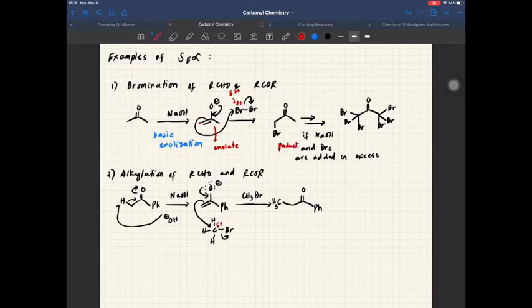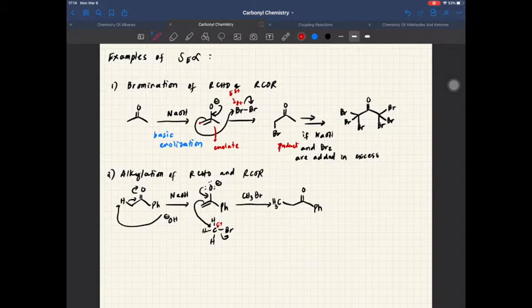What happens if sodium hydroxide and bromine are added in excess? If the base and the electrophile are added in excess, it means that the reaction will proceed subsequently to substitute all the hydrogens on the alpha carbon. So it now becomes a hexabrominated carbonyl compound. Okay, another type of alpha substitution reaction provided here is alkylation of aldehydes and ketones.